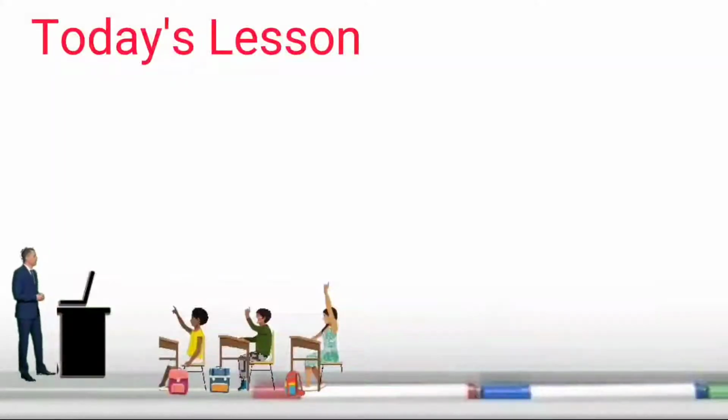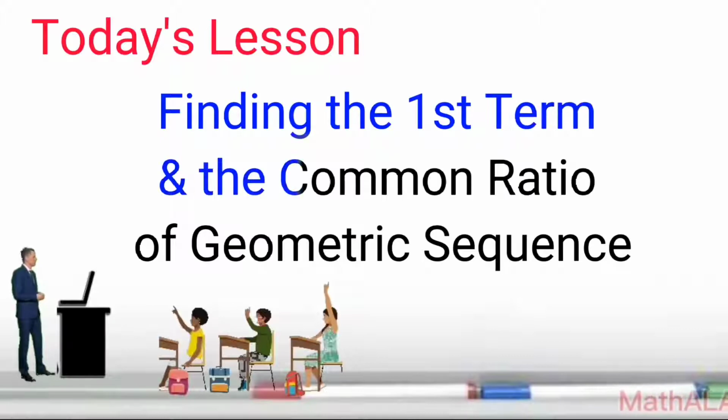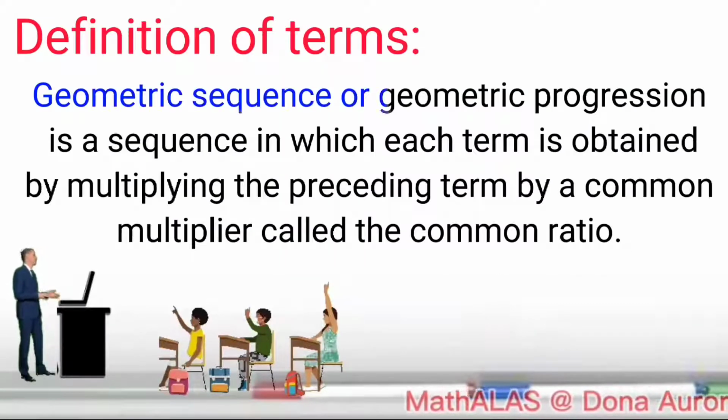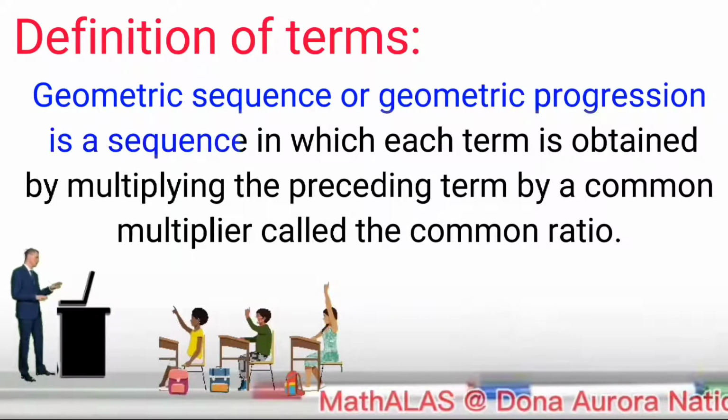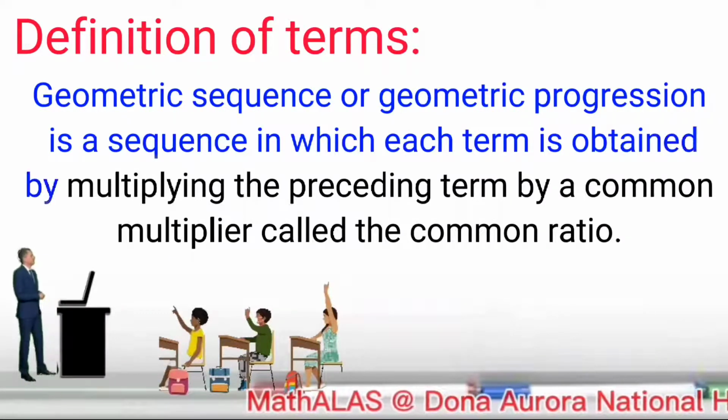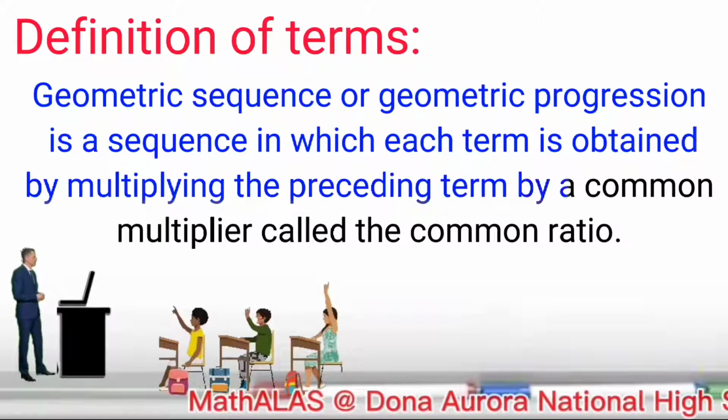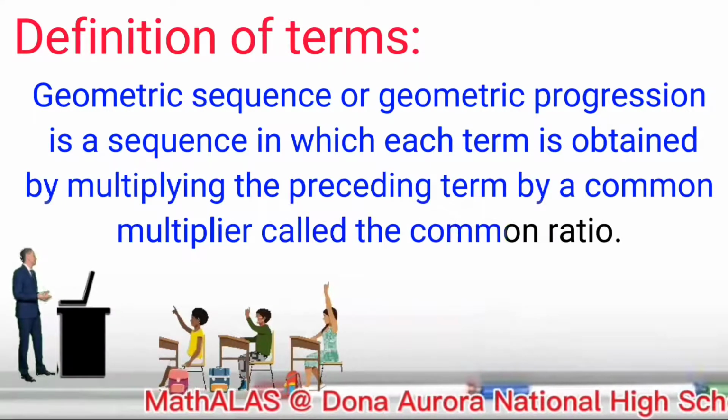Today's lesson is finding the first term and the common ratio of a geometric sequence. A geometric sequence or geometric progression is a sequence in which each term is obtained by multiplying the preceding term by a common multiplier called the common ratio.